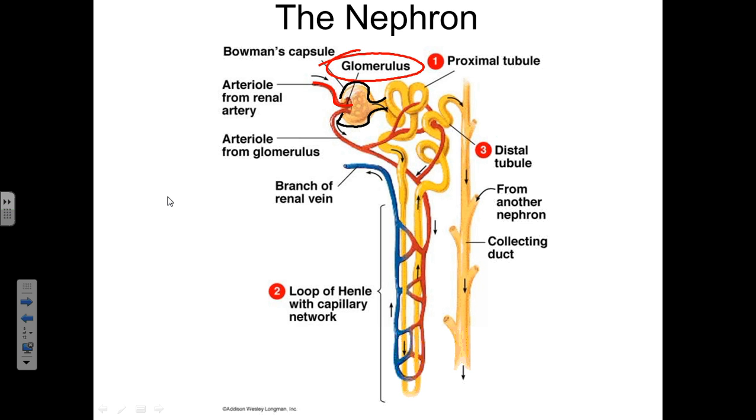And again, that's called the Bowman's capsule, or you might also see it called the glomerular capsule, because it's around the glomerulus. That's the first step in making urine. It's called filtration. Blood comes into that glomerulus, and essentially anything that's small comes out.